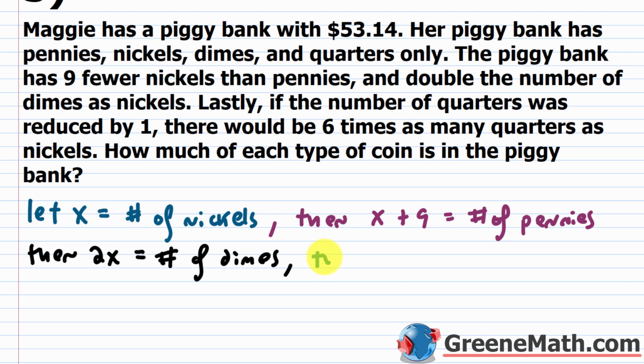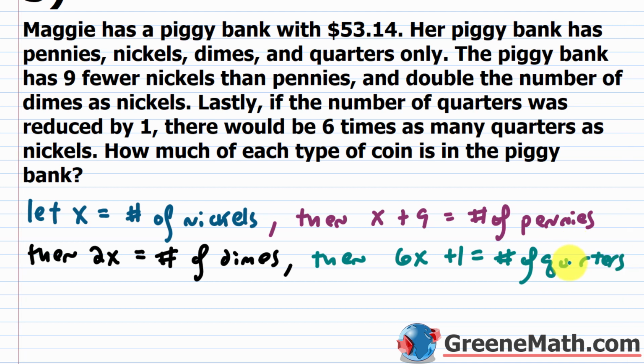So I'm going to say 6x. But this does not represent the amount of quarters we have. It specifically says if the number of quarters was reduced by 1, I would have this. So this represents the number of quarters reduced by 1. So to get it back to where it needs to be, I need to add 1 to undo that. So it would be 6x plus 1. So this would be equal to the number of, in this case, quarters.